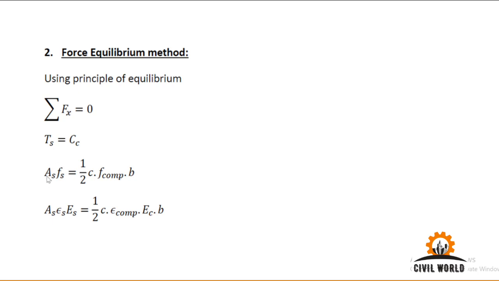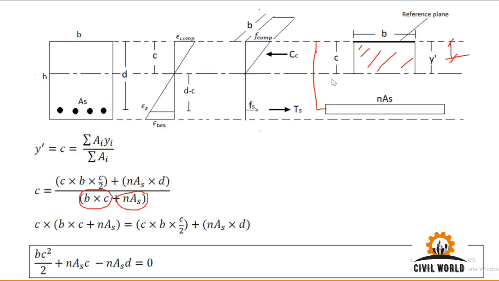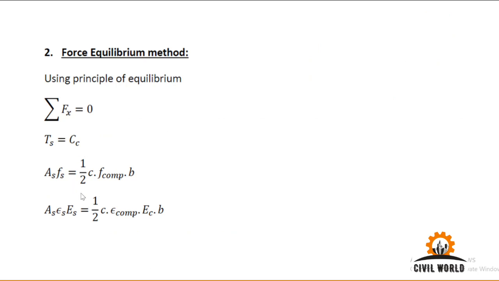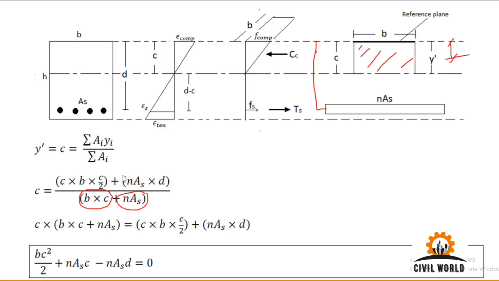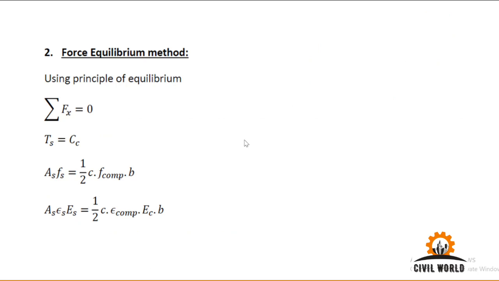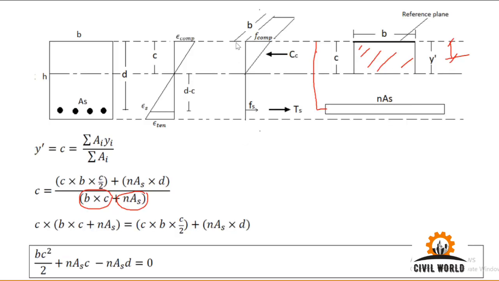Tensile force is given by area of steel multiplied by stresses in steel, Fs. This is equal to the compression force in concrete, which is given by the stresses in concrete multiplied by its area, which we already discussed. This is the base of this compression stress profile, so half base into height: half C into F compression, multiplied by the width of the beam.